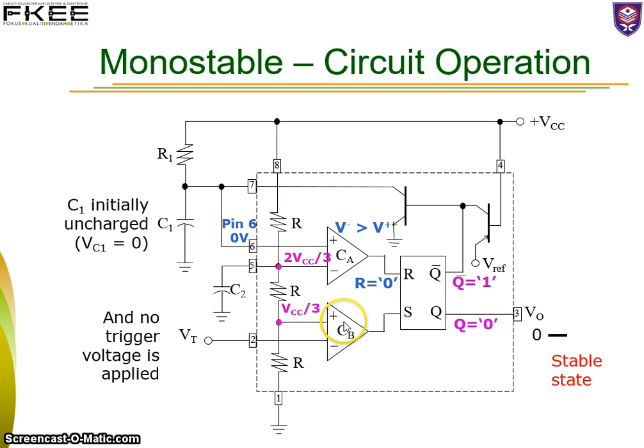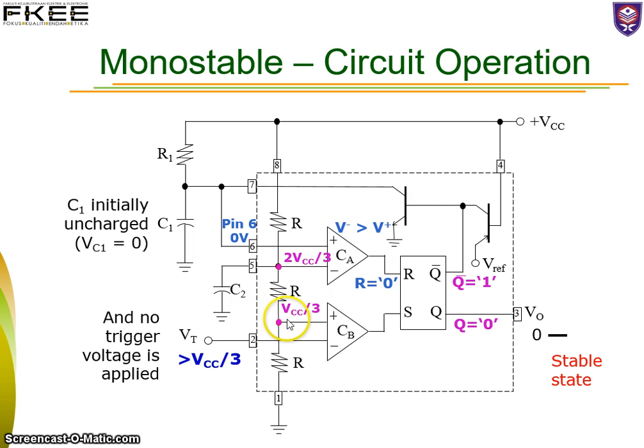And for the lower comparator, at the positive terminal, the voltage is 1/3 of VCC. And this voltage is being compared with the input at pin 2, the trigger voltage. When there is no trigger, meaning that the voltage VT at pin 2 is greater than 1/3 of VCC. We must make sure that this pin will have a voltage greater than 1/3 of VCC if no trigger input is applied.